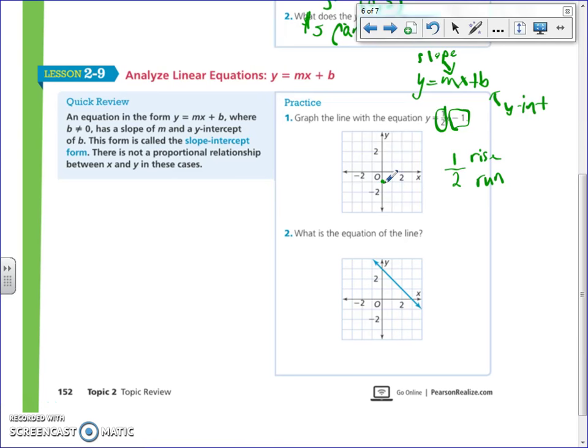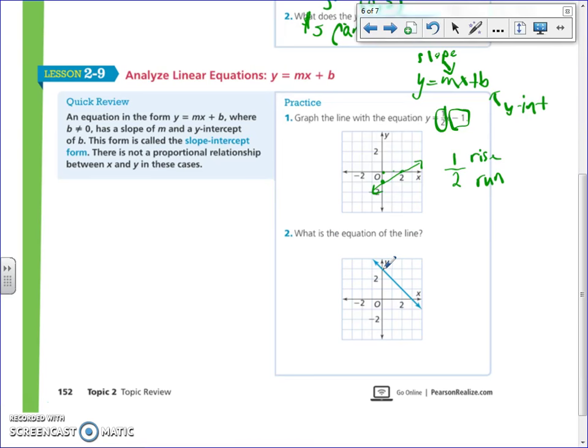So I'm going to start at my y-intercept. I'm going to rise 1 and run 2. 1, 2. Here's my second point, and I would connect those dots. Okay, and then for number 2, they want us to find the equation of the line, so they already drew a graph.